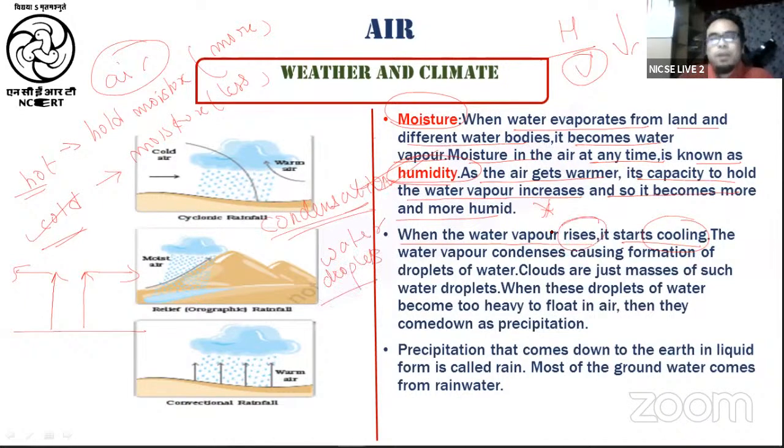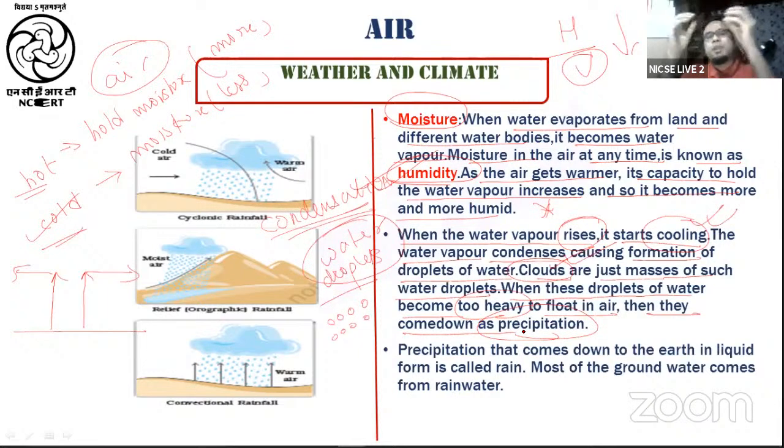So when the water vapor rises, it starts to get cooled, right? And the water vapor condenses, causing formation of droplets of water. When we talk about clouds, these are nothing but masses of such water droplets. So as these water droplets combine, or come close together, it results in the formation of clouds, right? And when these droplets of water become too heavy to float in the air, what will happen? They will come down as precipitation.